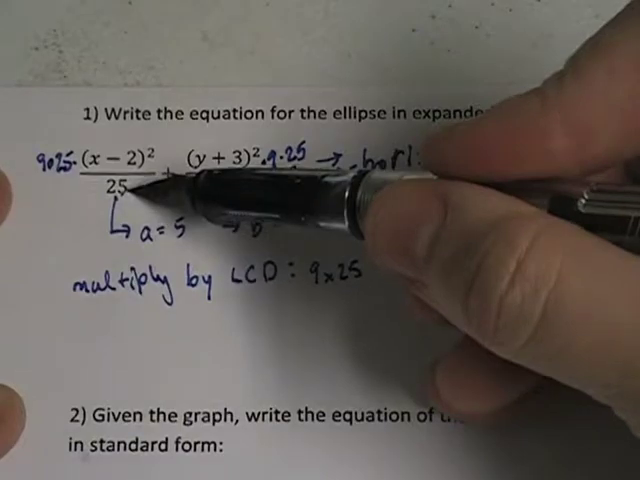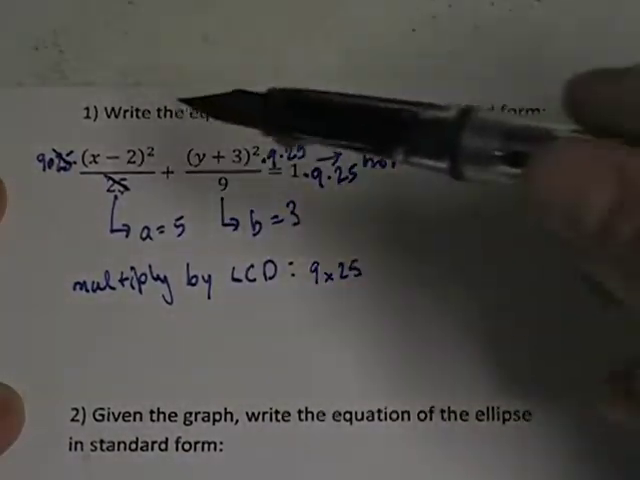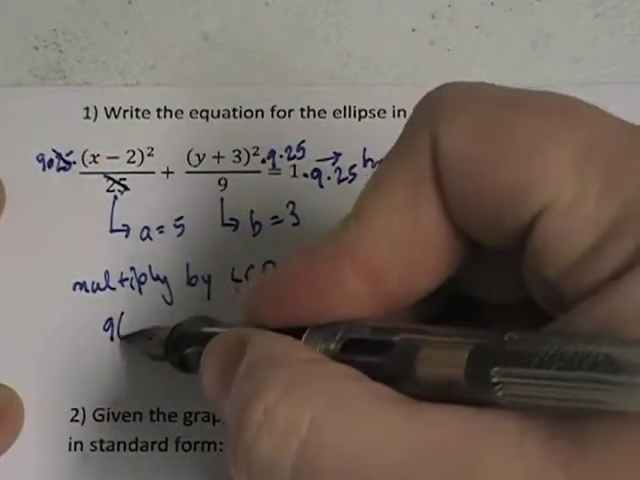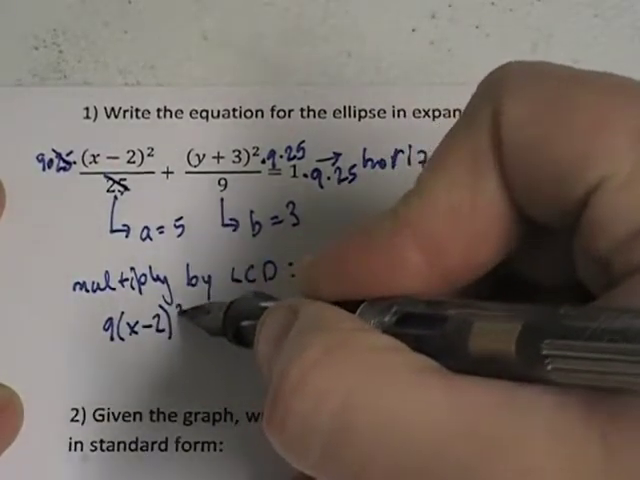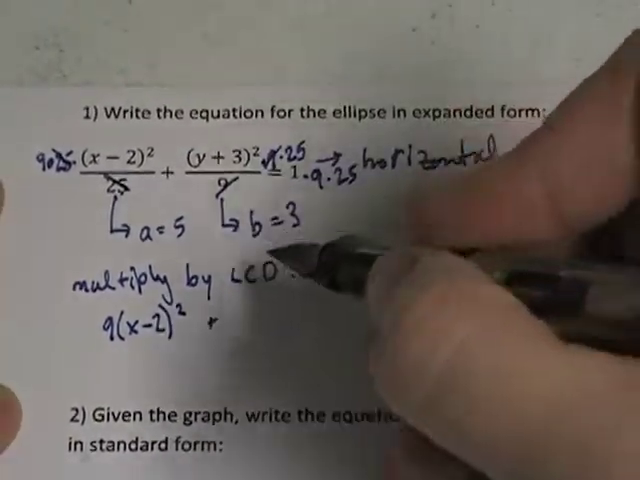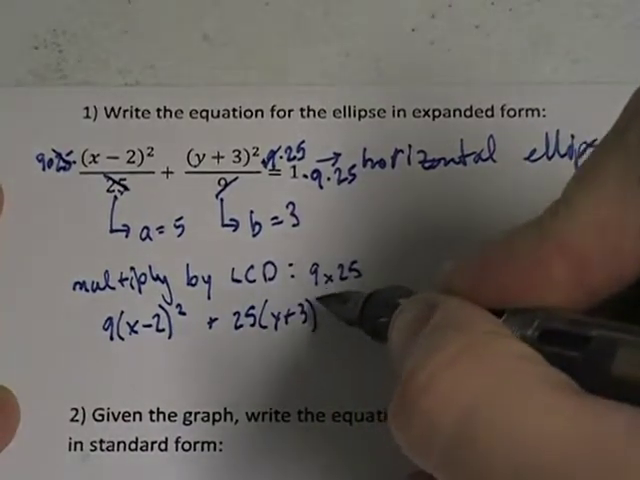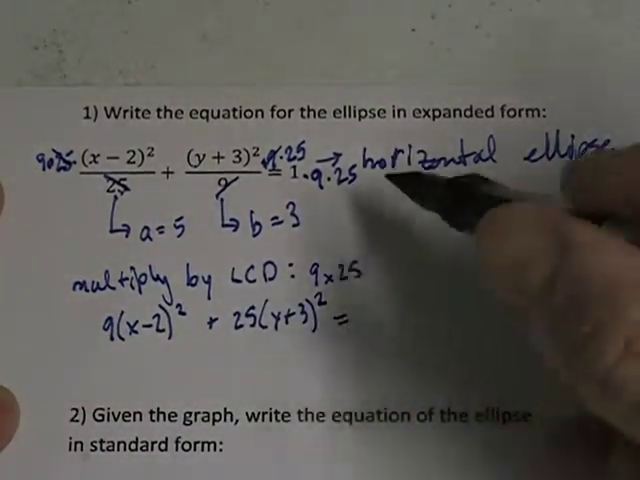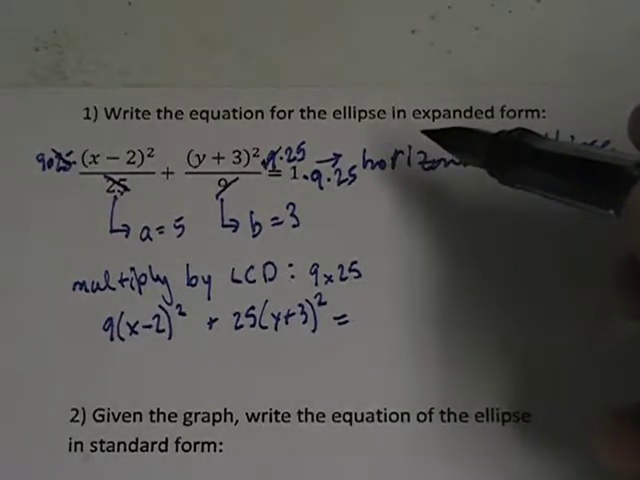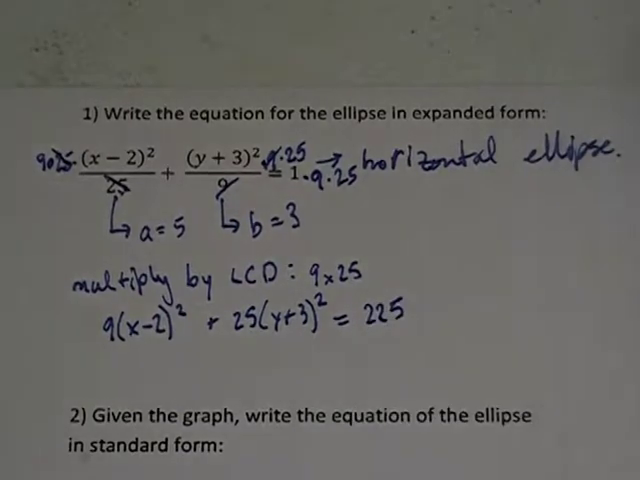And here, the 25 and the 25 give a quotient of 1. And so I just end up with 9 times x minus 2 squared. Plus, and here the same thing happens with the 9's. And so I end up with 25 times y plus 3 quantity squared. And that's equal to 9 times 25. Okay? Well, 9 times 25 is 225. Okay, so we'll jot that down.